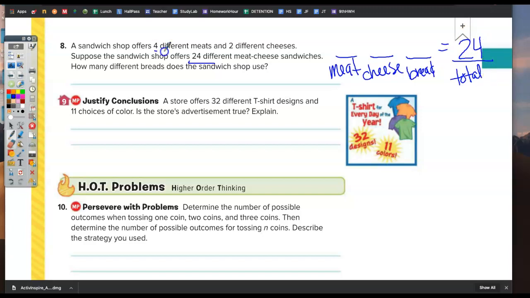It says that we have 4 different meats times 2 different cheeses, and we need to figure out how many breads there are. We don't know this. So what I would think of is 4 times 2 is 8, and 8 times what gives me 24? 8 times 3 gives me 24. Therefore, there are 3 different bread choices.